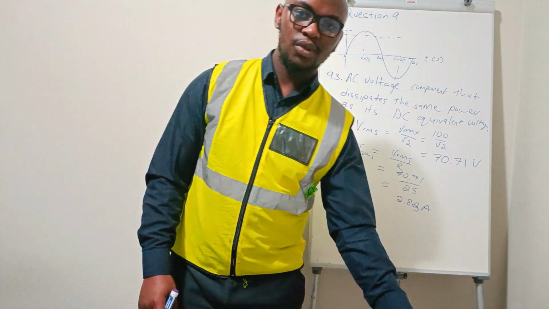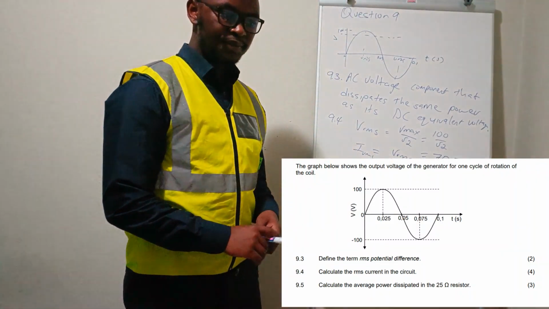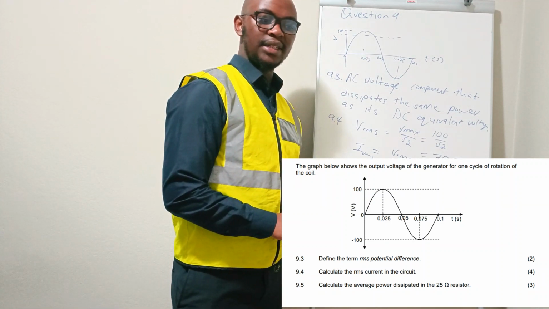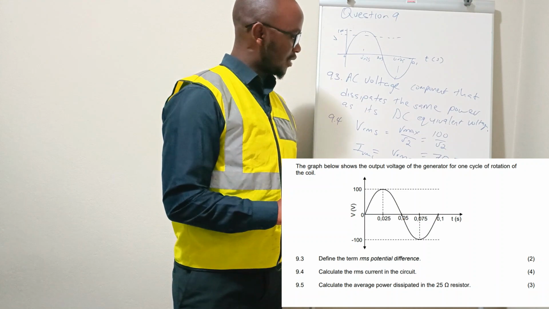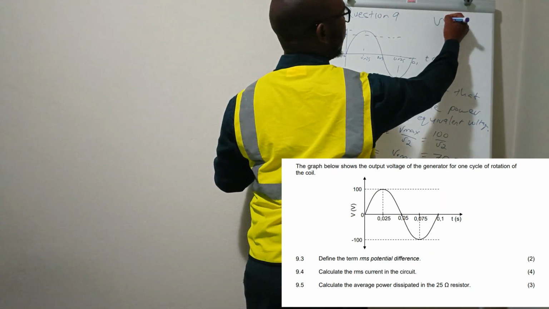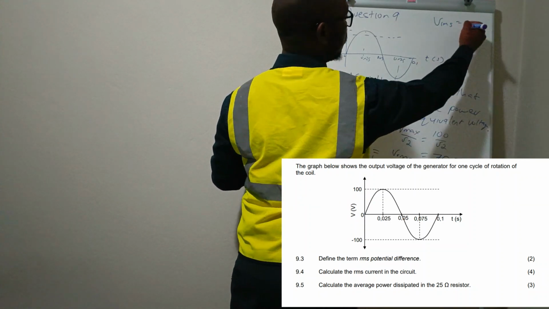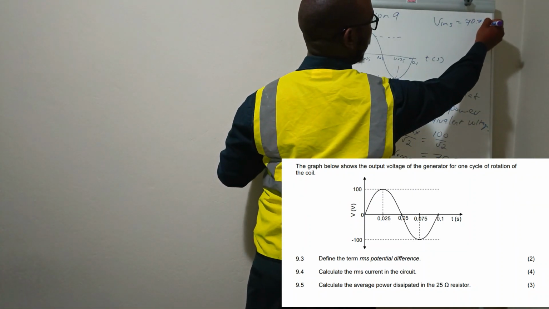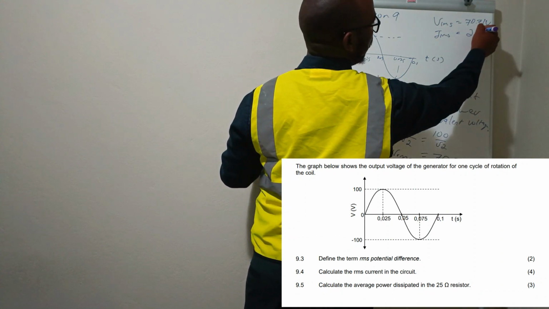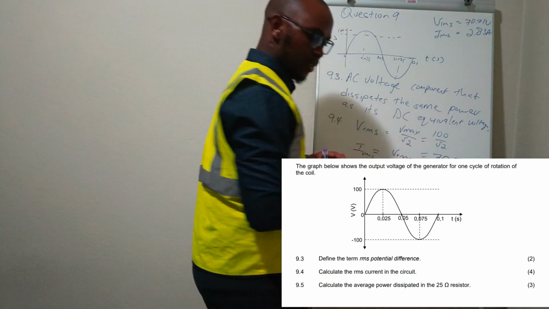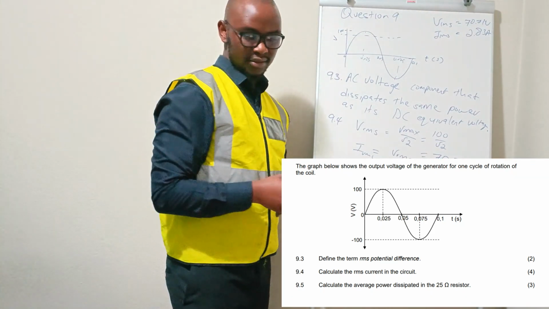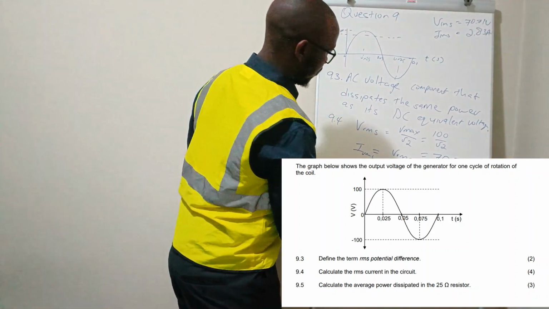Now we're going to move into question number 9.5. We are meant to calculate the average power dissipated in the 25 ohm resistor. Just to remember the values you calculated here, VRMS is equal to 70.71 volts, IRMS is equal to 2.83 amps. So they want us to calculate the average power that is dissipated in the 25 ohm resistor.